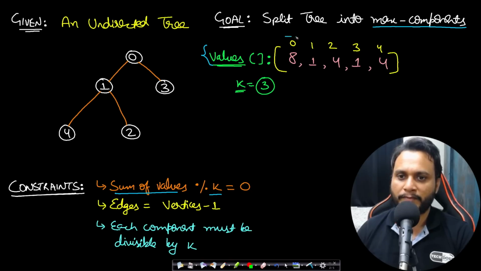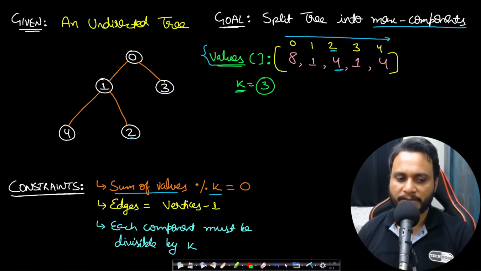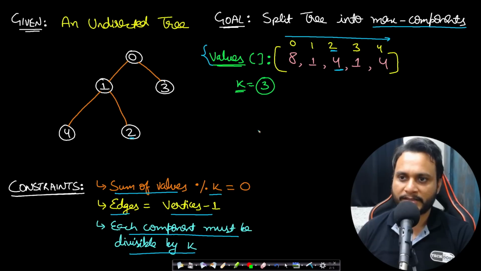So if you add up all these values, what does index 2 having value 4 mean? This means that node 2 has an actual value of 4. So if you add this up, it will always be divisible by k. That is already mentioned in the problem. Now the number of edges is equal to vertices minus 1, because this is a valid tree, and each component must be divisible by k after removing the edges and after finding the maximum components after the split.